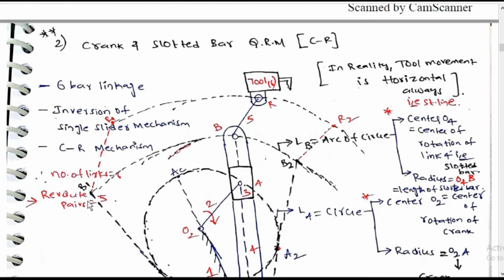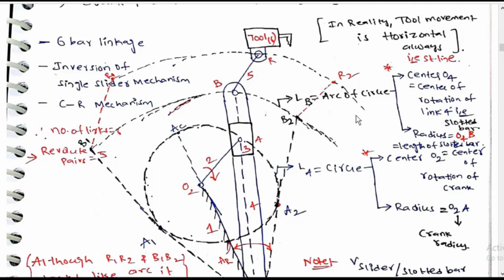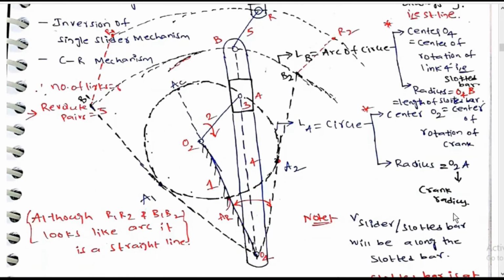Number of links is equal to 6, number of revolute pairs is equal to 5. B traces an arc of a circle with center O4, the center of rotation of link 4, that is the slotted bar, radius O4B equal to the length of the slotted bar. Center O2 is the center of rotation of the crank, radius O2A is the crank radius.